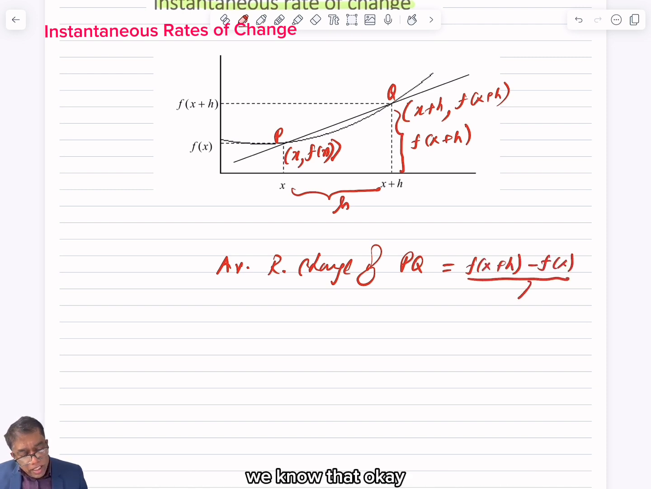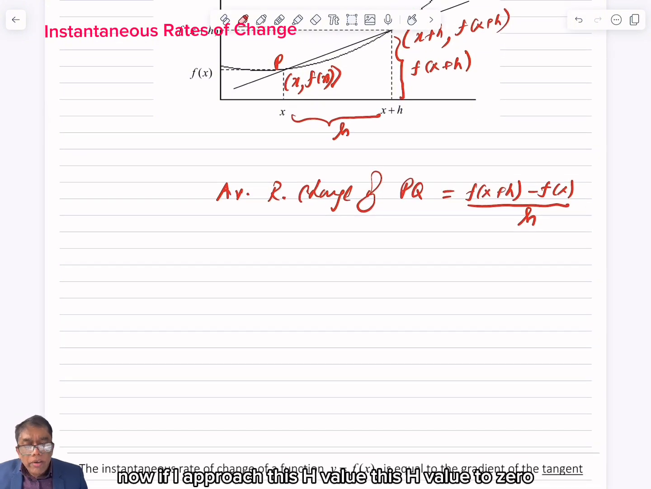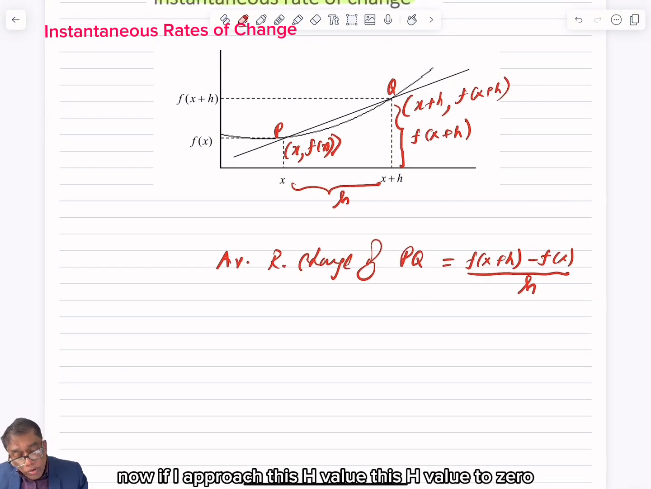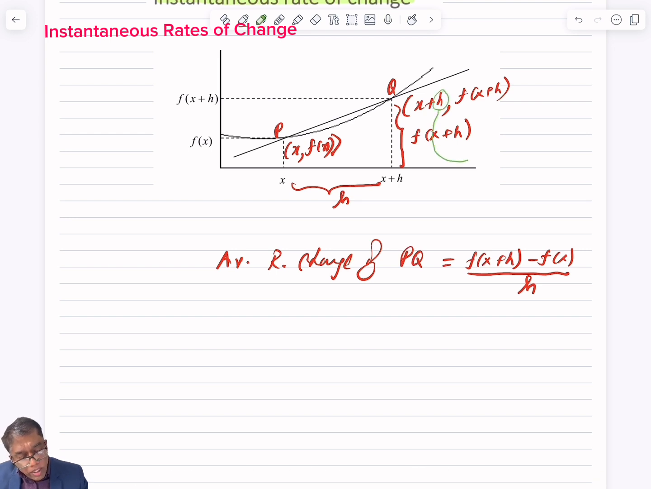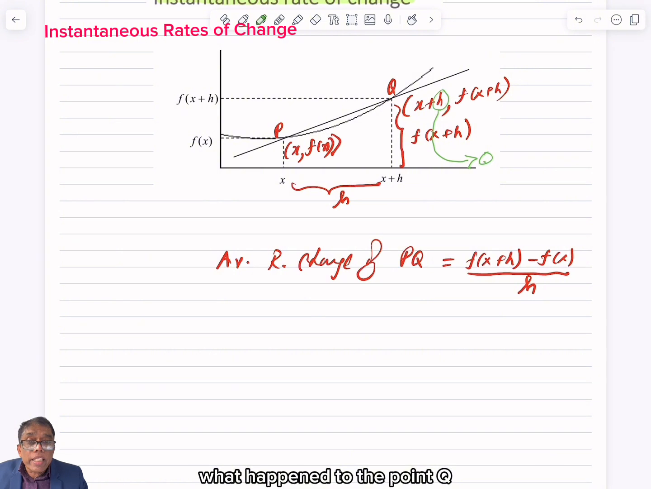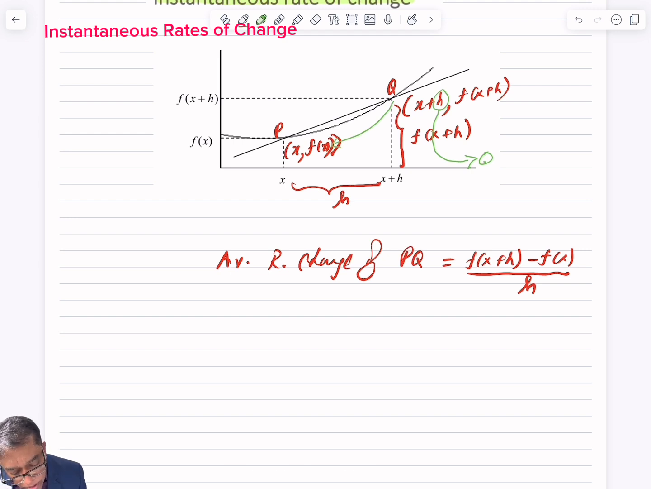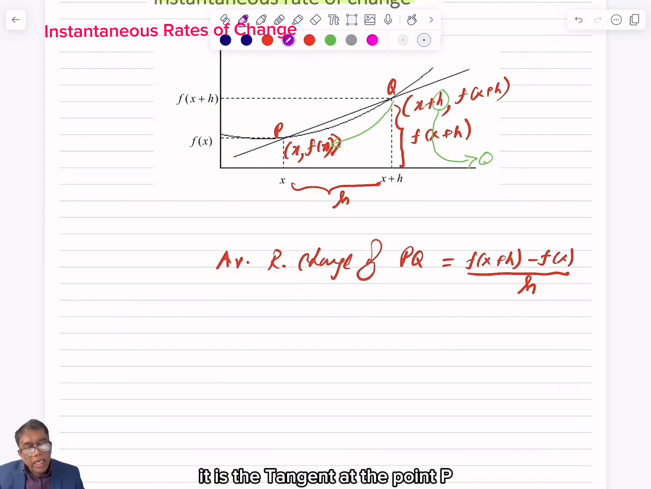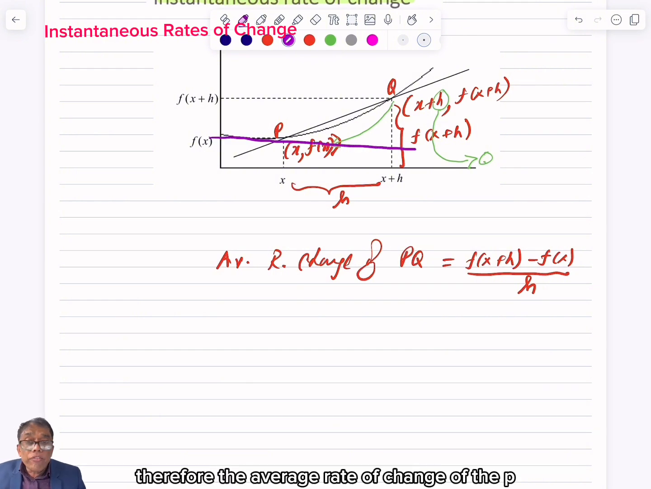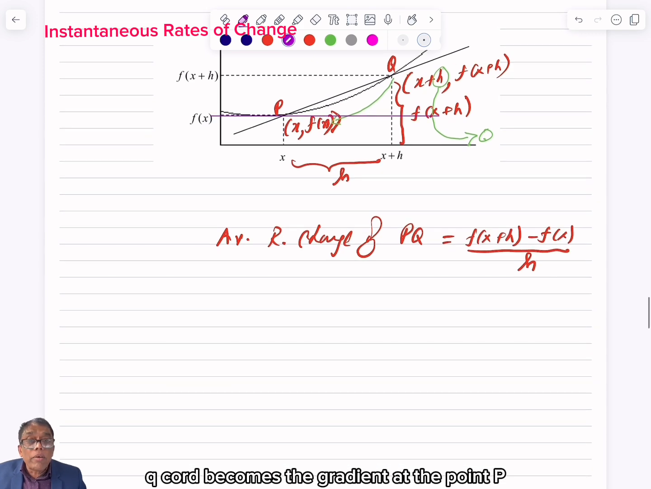We know that. Okay. Now, if I make this h value approach 0, what happens to the point Q? Point Q converges to P, and the PQ chord becomes the tangent at the point P. It is the tangent at the point P. Therefore, the average rate of change of the PQ chord becomes the gradient at the point P.